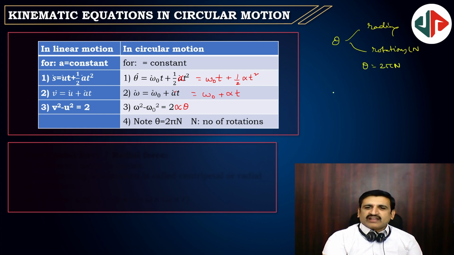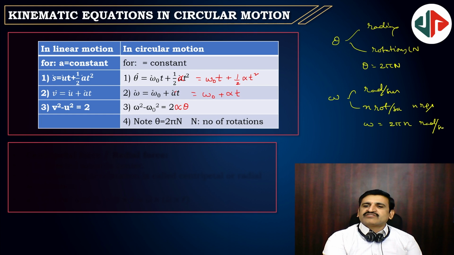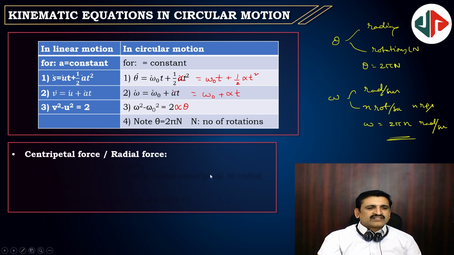Similarly, angular velocity also has two ways. One is radians per second, which you can happily use; this is the proper system value. If it is n rotations per second, that is n RPS, then omega equal to 2 pi n radians per second. This is the conversion factor for rotations per second to radians per second: just multiplication with 2 pi. Try to understand the reverse also.